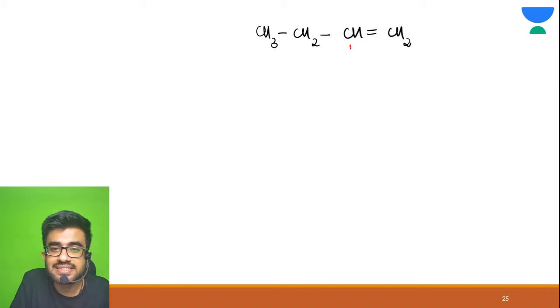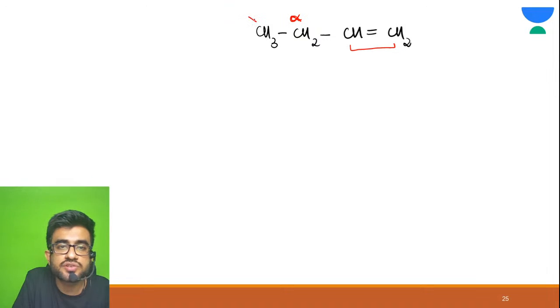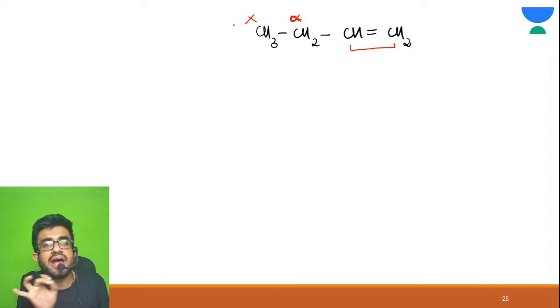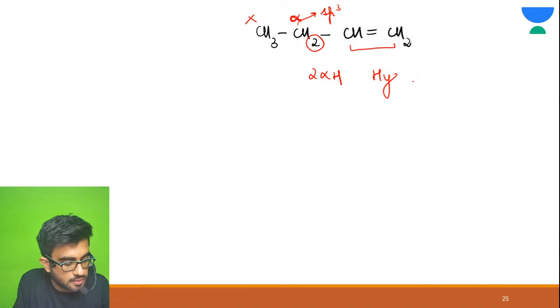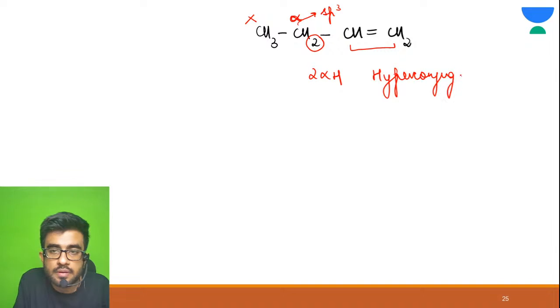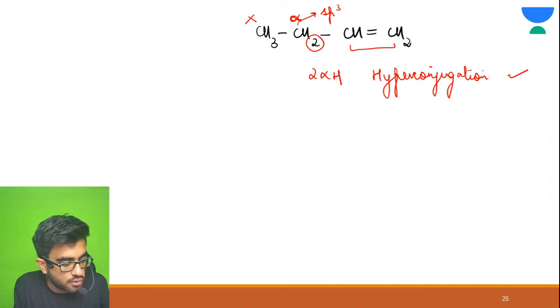See, this is your double bond. This is your alpha carbon. Only this is your alpha carbon, which is directly attached to the double bond. So it has only these two hydrogen. So 2 alpha hydrogen. The hybridization of this alpha carbon is sp3, so hyperconjugation is possible. Great. Are you able to understand now, Ayush?